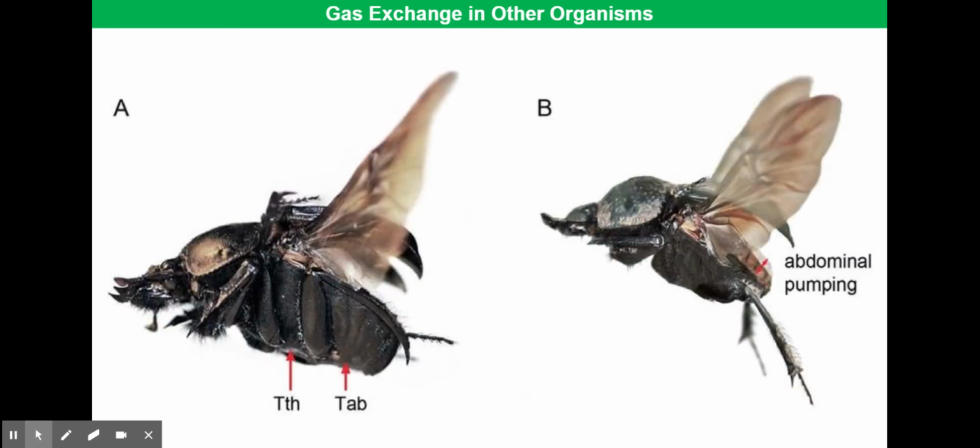In some insects, movement of the wings alter the volume of the thorax. So as the thorax volume decreases, air in the tracheal system is put under pressure and is pushed out of the tracheal system. When the thorax increases in volume, the pressure inside drops and air is pushed into the tracheal system from outside.